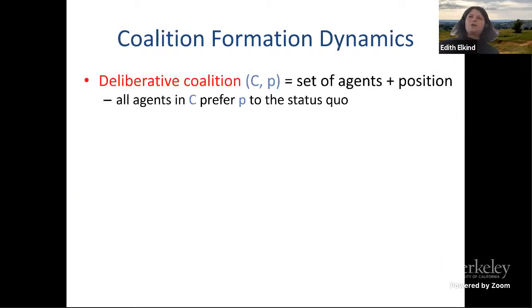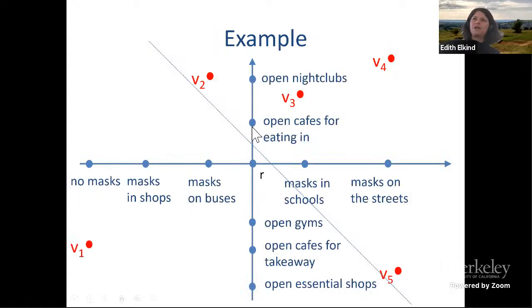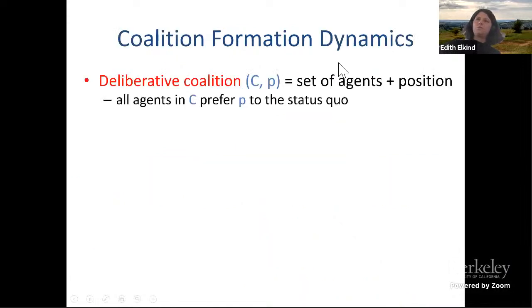Okay, so what kind of coalition formation process do I have in mind? The way I'm thinking about a coalition is a set of agents plus a position that they support. This is the object that I'm going to call a deliberative coalition. A deliberative coalition can only form if all agents in the coalition prefer the proposal put forward by that coalition to the status quo. So for instance, in the previous slide, I could form a coalition around opening cafes for eating in and the current level of masking, which would consist of V2, V3, and V4.